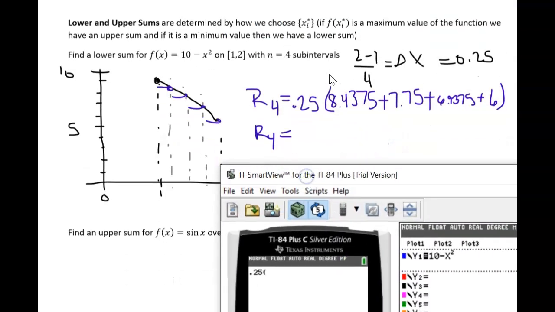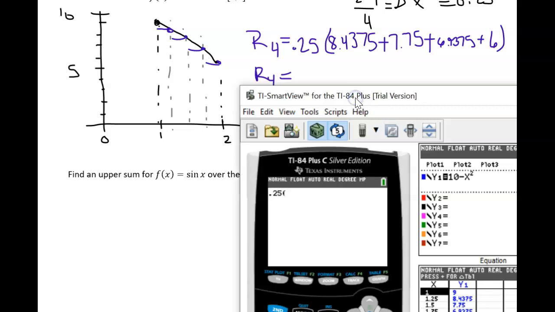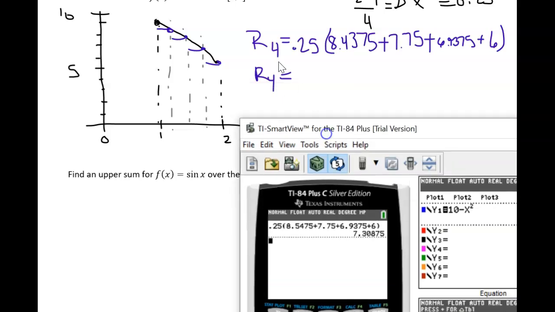I can see both at the same time. A little scroll. 8.4375 plus 7.75. I don't know why it keeps deleting on me. 0.25, 0.4375. .31 or so.